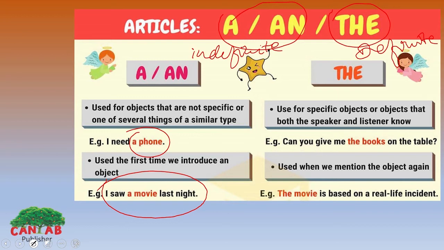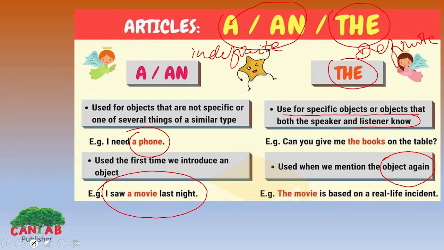Look at this use of the. The definite article is used for specific objects that both the speaker and listener know. Can you give me the books on the table? Here the speaker and the listener know which books he is asking about. It is also used when we mention the object again. The movie is based on a real life incident. Here the speaker and listener know about the movie and they are discussing it again as they have seen the movie before.